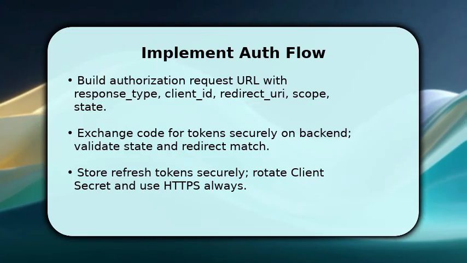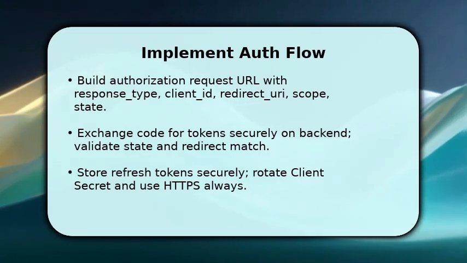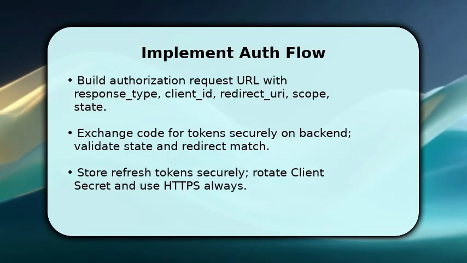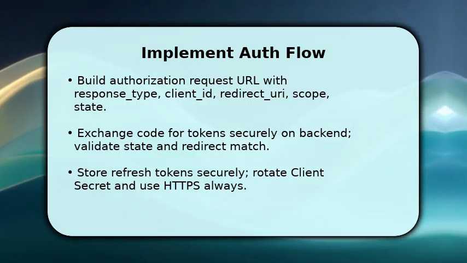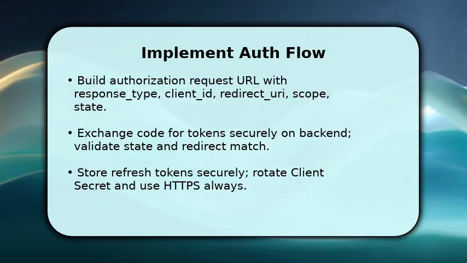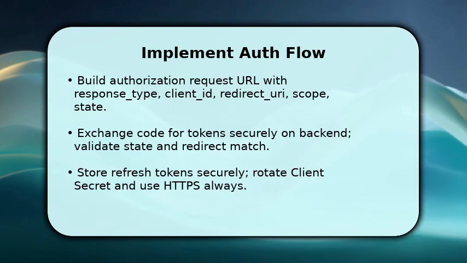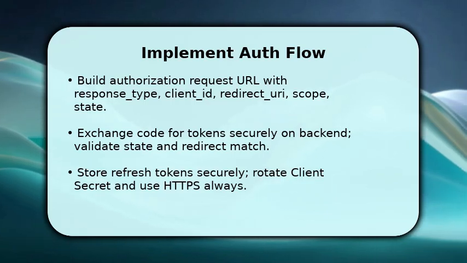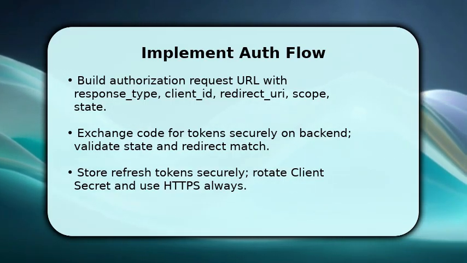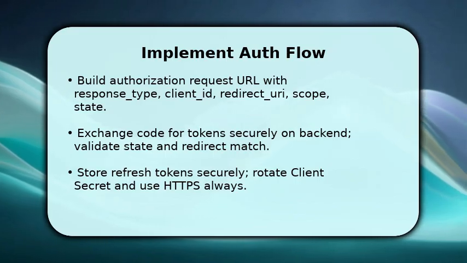Now implement the authorization flow. Redirect the user to the provider's authorization endpoint with response type equals code, client ID, redirect URI, scope, and a generated state. When the user returns with a code, validate the state to prevent CSRF. Then exchange the code for access and refresh tokens on your backend to keep secrets off the browser.